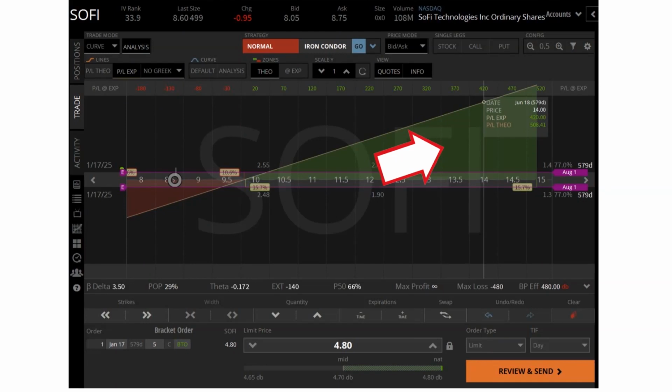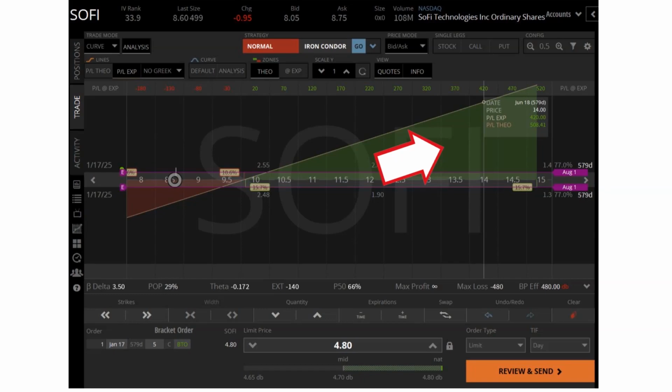Leaps options are a great way to get a 2 or 3 or 4 times return on your money while utilizing much less capital than buying the stock outright. The other great thing is that if the stock does drop and goes against you, your max loss is the amount that you paid for the Leaps option. So this is $480 in this case.